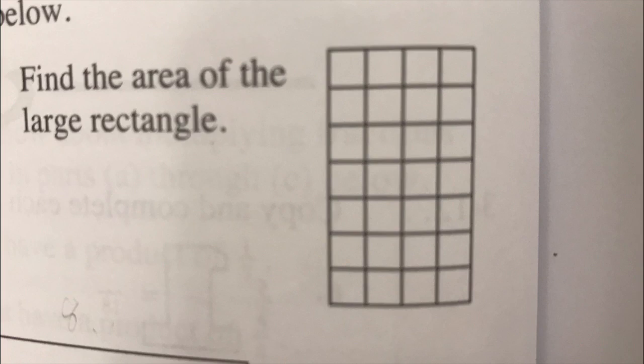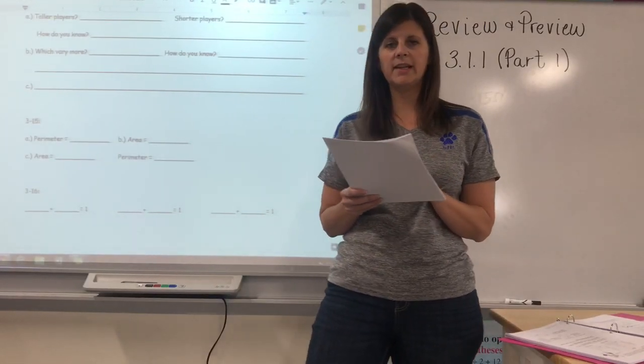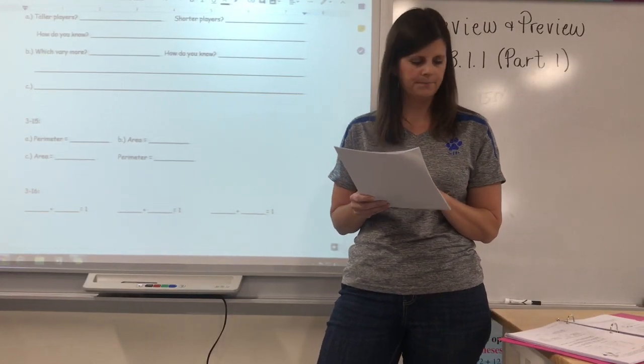For Part B, we see a rectangle. It looks like it's 4 by 7. So for Part B, you can either count each of those boxes or you can multiply the dimensions to find the area. Again, be sure you have a label that is appropriate for area.